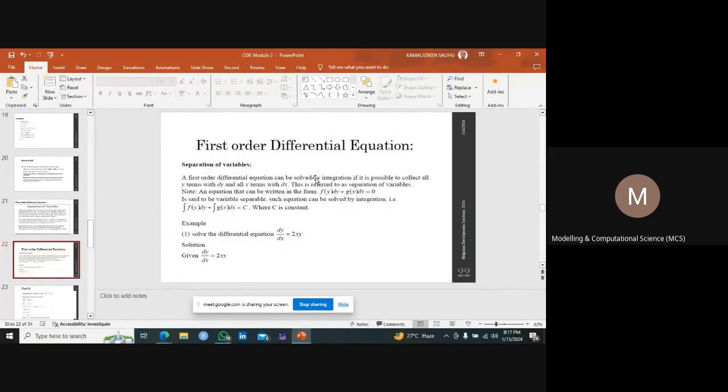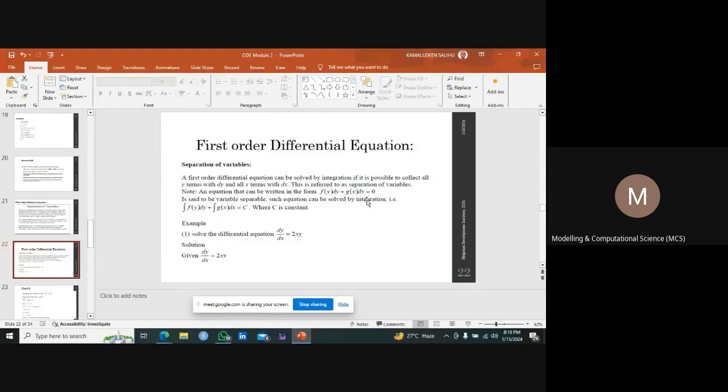Then the general form of the separation of variables is written in this way. That is, f of y dy plus g of x dx is equal to 0. When you notice this, you see that the y terms are together on one side, while the function of x and the x are also together on one side. So even when you take this g of x to this side, it's still not going to affect anything. That means you have separated the variables. After separating the variables, such an equation can be solved by integration.